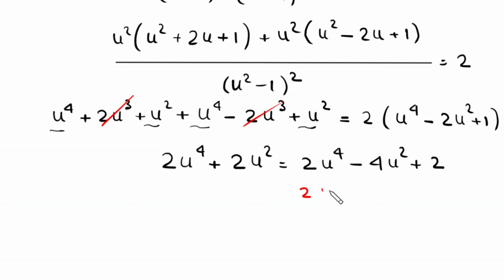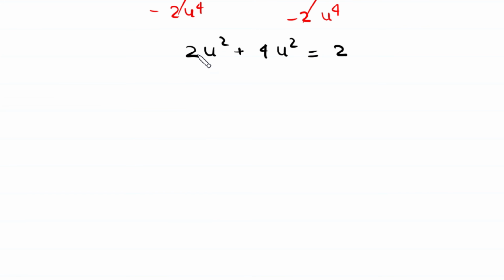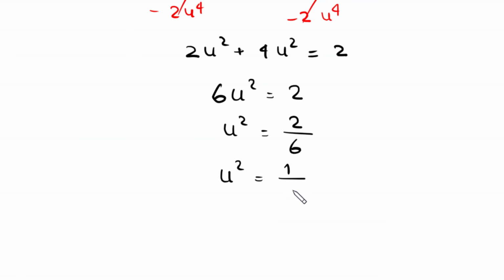Subtract 2u to the power 4 from both sides, so this cancels out and this cancels out. Move this negative 4u squared to the left hand side. This will become 2u squared plus 4u squared equal to 2, so 6u squared equal to 2. Divide both sides by 6, so u squared equals 2 over 6. Further simplified, u squared equals 1 over 3.